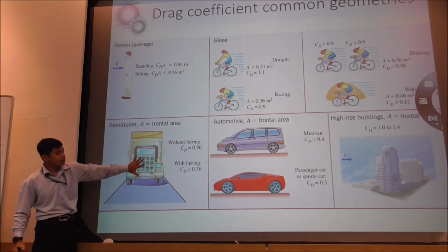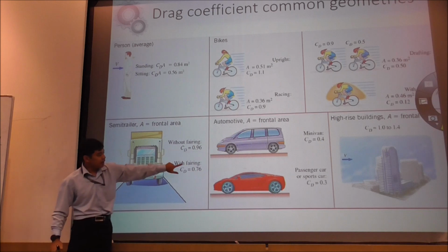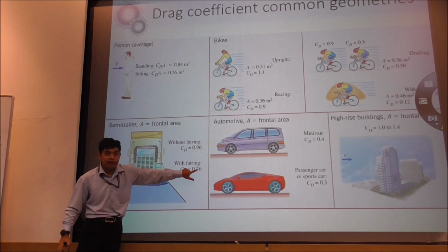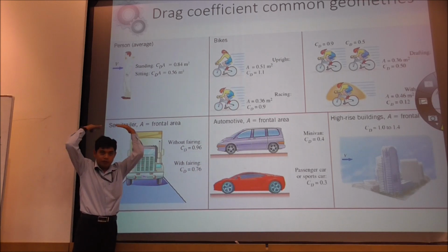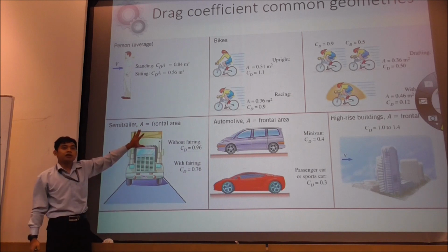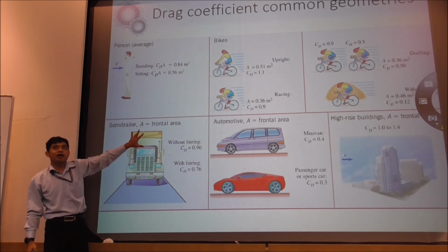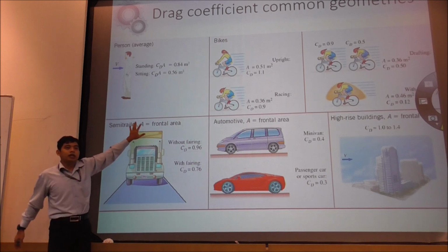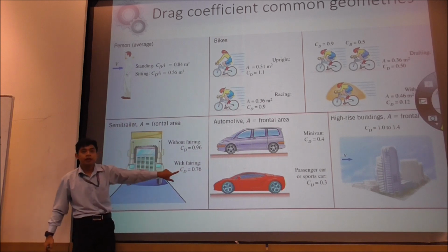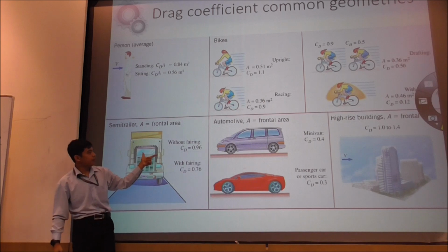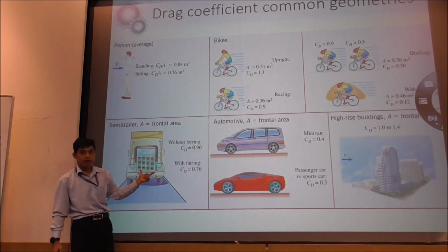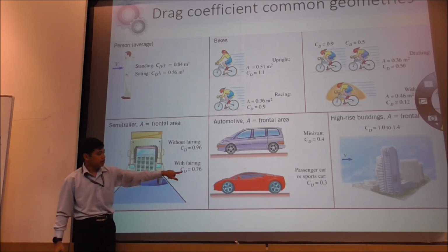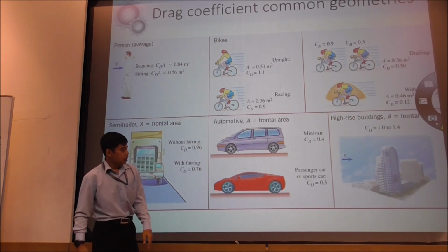This big trailer, some of those trailers are installed with a fairing. You see those fairings on top of the trailer? It is not there because the driver loves to have those. No. It is there to reduce the drag. Otherwise, you will have a very high drag for this truck. With the fairing it is 0.76.